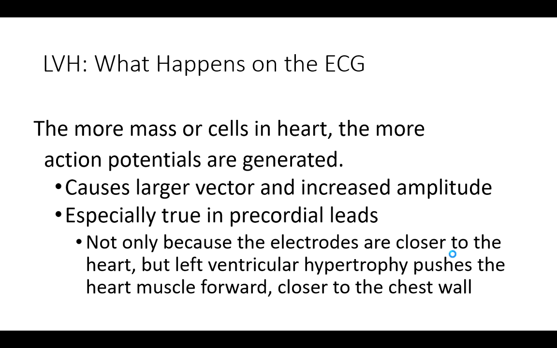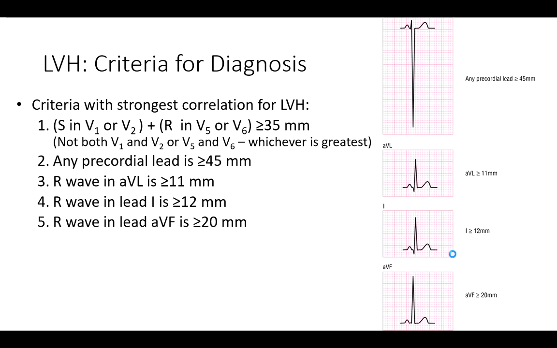This is especially true with left ventricular hypertrophy and larger muscle mass, not only because the electrodes are closer, but as I mentioned, because it pushes the heart forward toward the chest wall. And we have some diagnostic criteria. When I mentioned on some of the other slides, I said, oh, it looks like we might have left ventricular hypertrophy here.